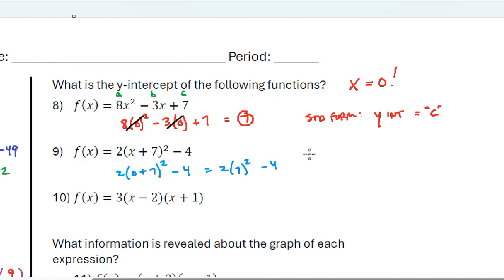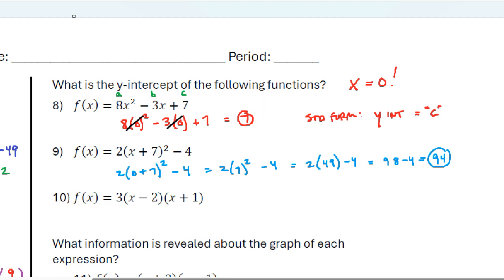Let's do the exponent first. So we've got 2 times 49 minus 4, which is equal to 98. Sorry, a second. 98, and I said minus 4 here. Okay, 98 minus 4, which is equal to 94. So your y-intercept is way out there at y equals 94.